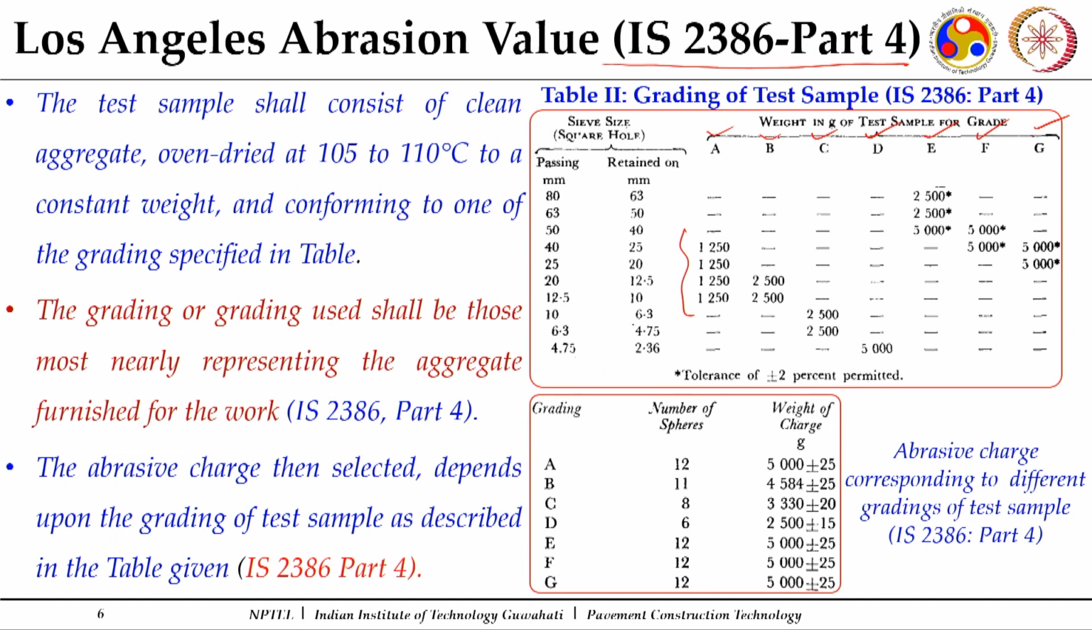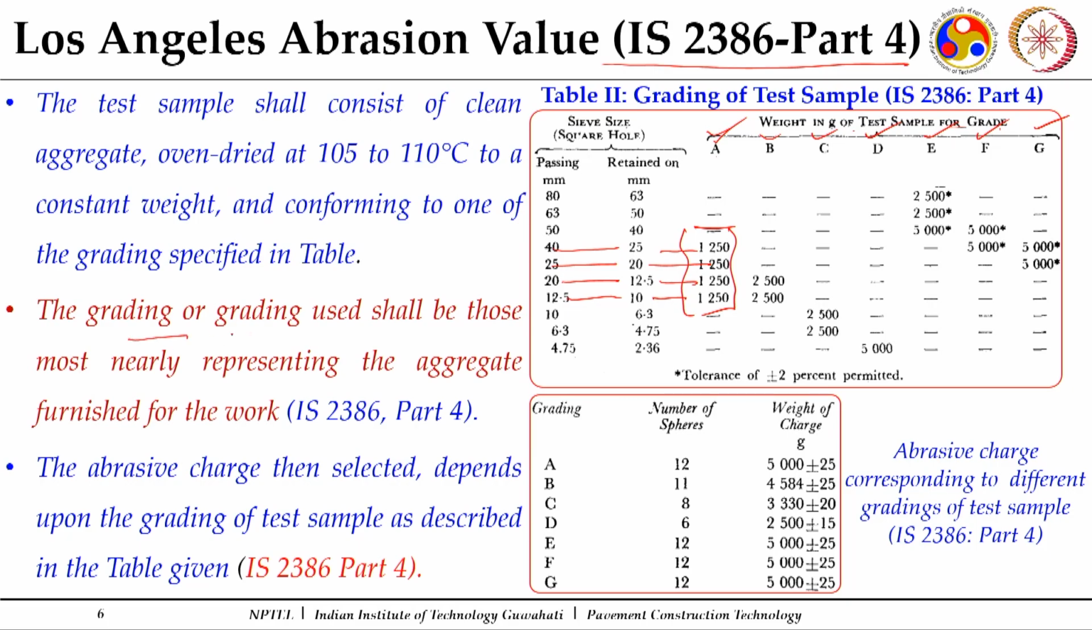Grading A, this is the weight in grams of the test sample for the grade. If grade A is to be selected, it says that between 40 and 25 mm you have to take 1250 grams of aggregate. From 25 to 20 you take 1250, 20 to 12.5 again 1250, 12.5 to 10 again 1250. So, this gives you 5 kg of material if your material falls under this particular grade for testing. Similarly, for B, C, different quantities are given.